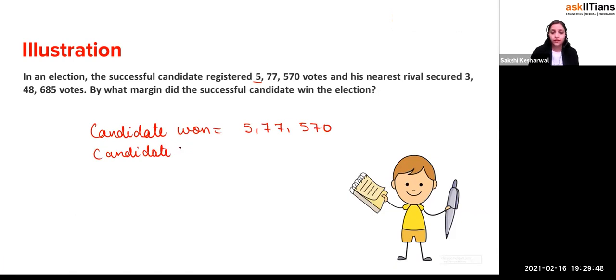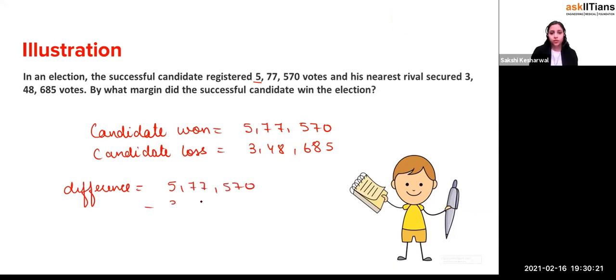3,48,685, this is 85. I'll write it properly. So you have to see by which margin. So you have to take out the vote difference, right? So the difference is basically equal to 5,77,570 minus 3,48,685, right? So you do the difference.